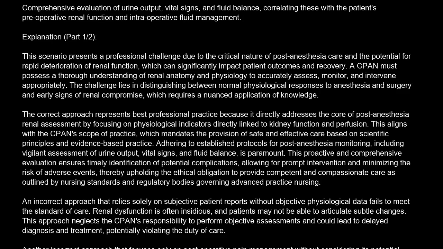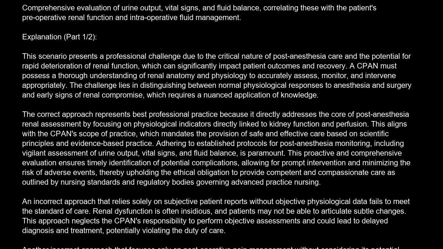The correct answer is A. Comprehensive evaluation of urine output, vital signs, and fluid balance, correlating these with the patient's preoperative renal function and intraoperative fluid management. Explanation. This scenario presents a professional challenge due to the critical nature of post-anesthesia care and the potential for rapid deterioration of renal function, which can significantly impact patient outcomes and recovery.